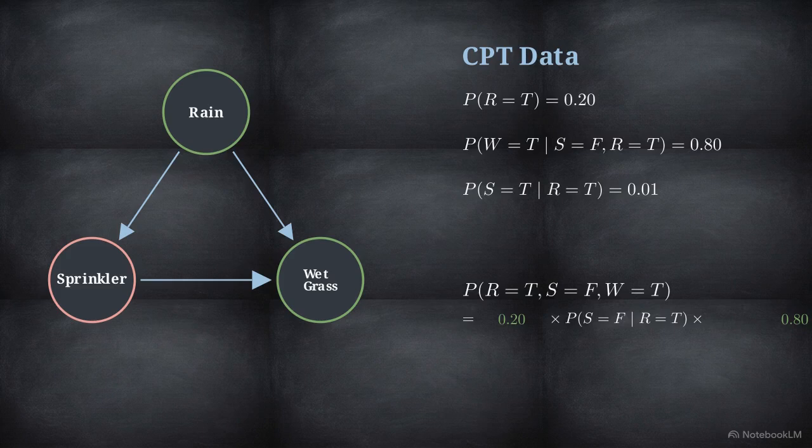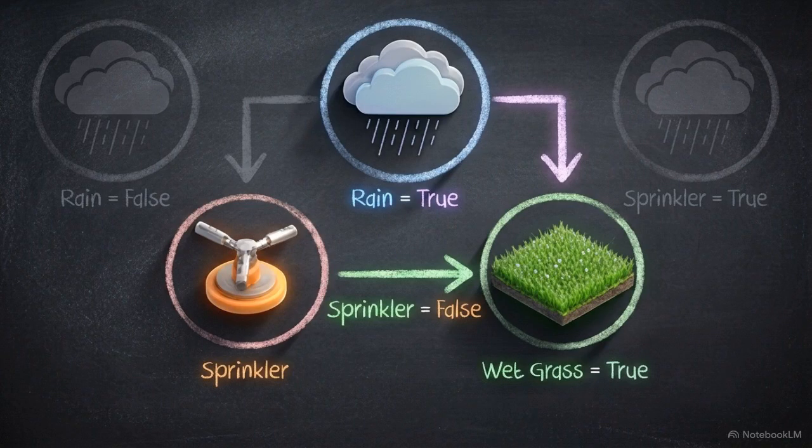Our given data only tells us there is a 1% chance the sprinkler turns on during rain. We derive the chance of it staying off by subtracting that 1% from 100%. This leaves us with a 0.99 probability. Multiplying our three values together yields 0.1584, giving a 15.84% probability for this specific scenario. The chain rule allows the AI to step straight down the graph, mapping out the mathematical likelihood of one highly specific sequence of events from many possible outcomes.